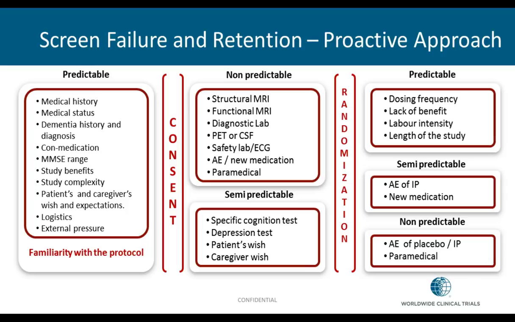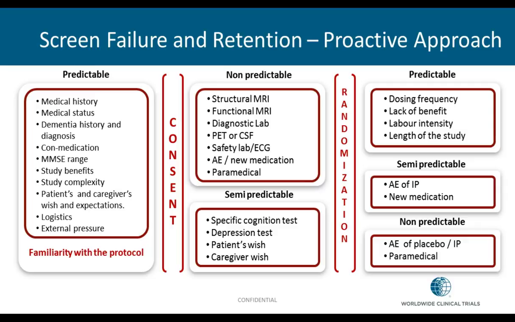So before consent, there are several predictable causes of potential screen failures. I know GCP says there is no action before consent for a particular clinical trial, but if you are a leader in a memory research center, you basically qualify your patients and you are examining your patients every so often. So we can stratify our patients according to their medical history, medical status, dementia history and diagnosis, concomitant medication, mini-mental, full mini-mental, or MoCA cognitive assessment test, which is also a useful test for MCI patients.